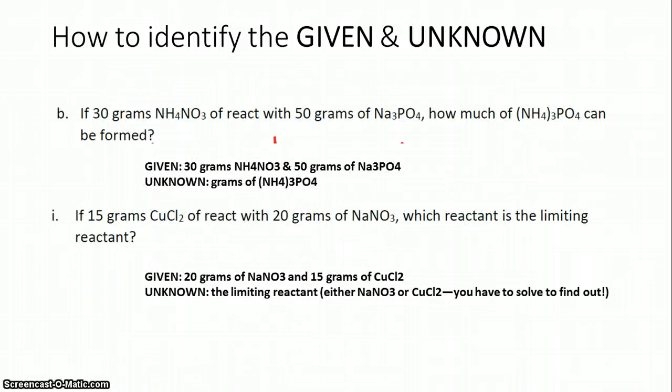Alright, so here are some limiting reactant problems. This is how you'd write the given and unknown for these. So if 30 grams of NH4NO3 react with 50 grams of Na3PO4, how much of (NH4)3PO4 can be formed? So the given are the two amounts of grams, 30 and 50. The unknown is the grams of the product (NH4)3PO4. Okay? So we need to know how to do this to do the next step.